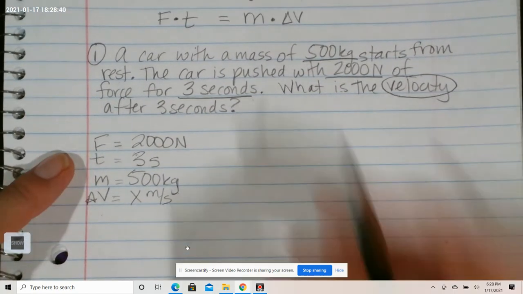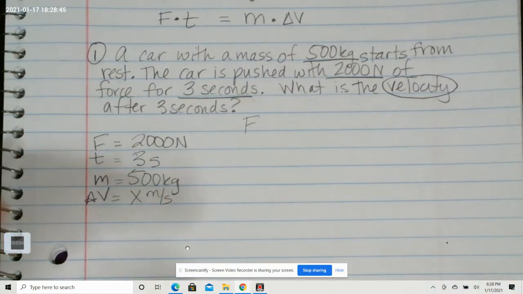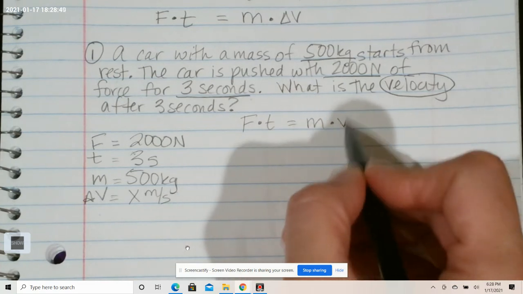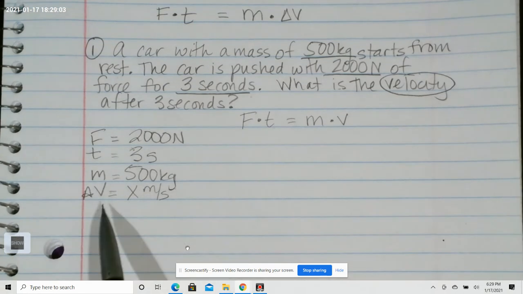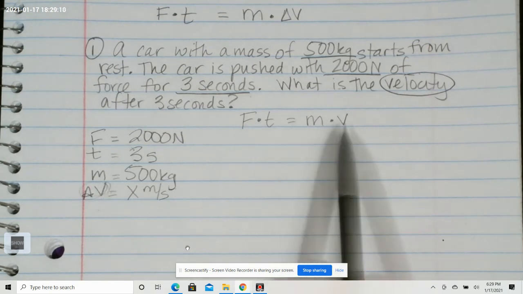So here's the thing. We're going to stick to using this equation every time. And for the sake of writing it, because sometimes it's not fun to write all of the stuff out, I'm just going to write that so I can remember I have an F, T, M, and V. Those are my variables. I need these 4 variables in my equation. Now the key is I need to find velocity. That means I need velocity by itself because I want to solve for V.